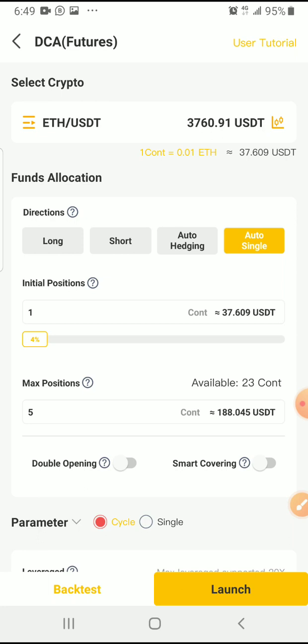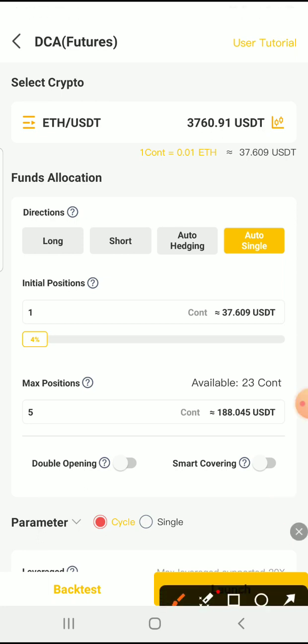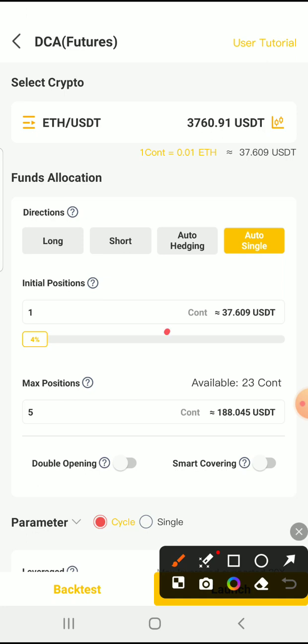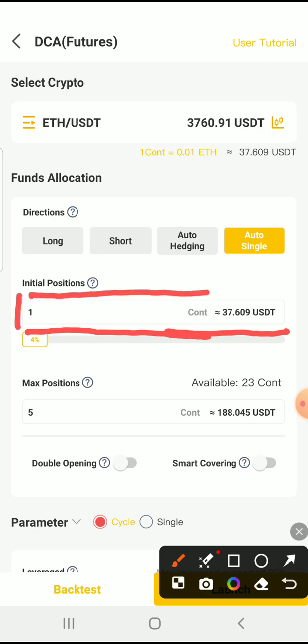Now you see this information here. It is telling us that futures are traded in contracts. So mind you, this is not count as some people think. It means contract. One contract equals $37. Okay, one contract is equivalent to $37.